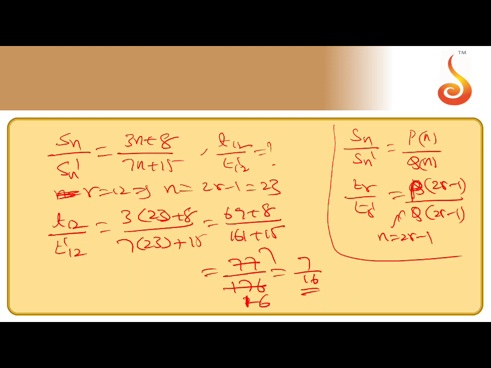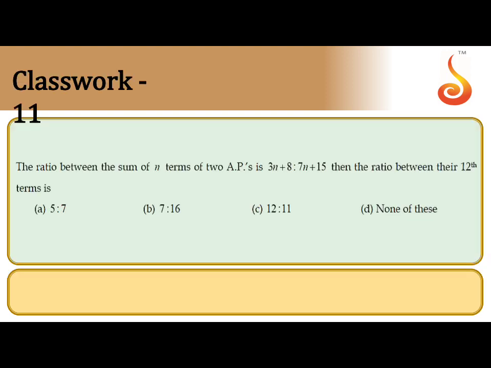I hope you understand. But you have to remember, if you want to find the ratio of rth terms, in the place of n, you can substitute 2r minus 1. So here, for the ratio of the 12th terms, r equal to 12, n equals 2 into 12, 24 minus 1, 23. You get the answer. This is a little shorter method to solve the question. Check the answer, 7 by 16.